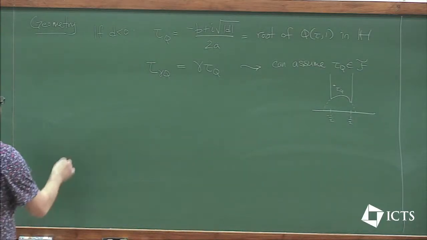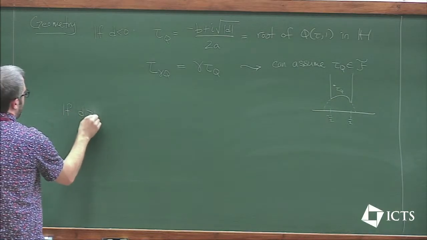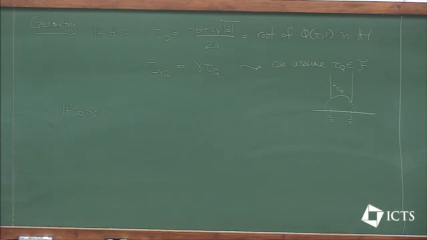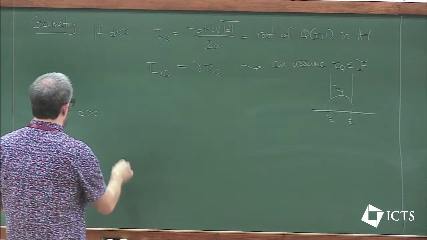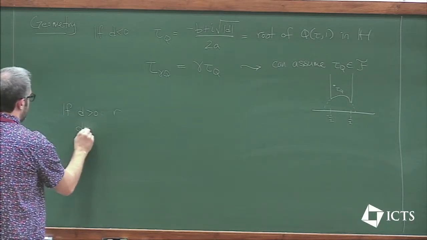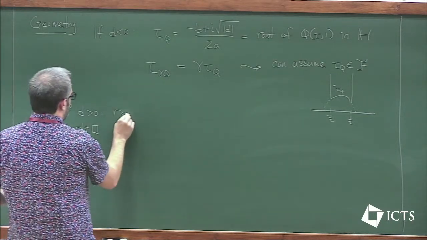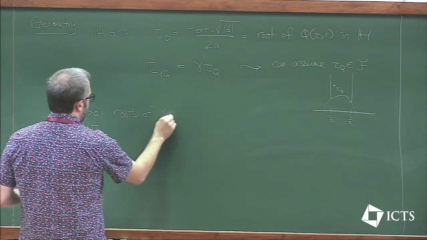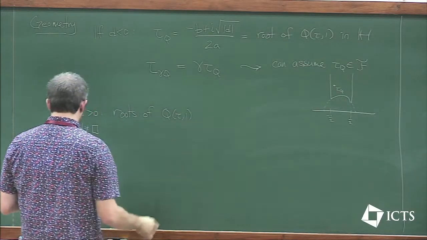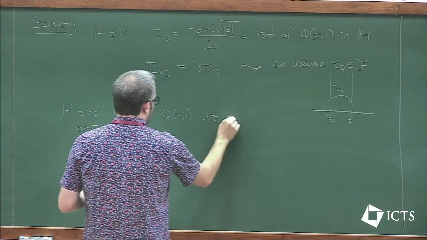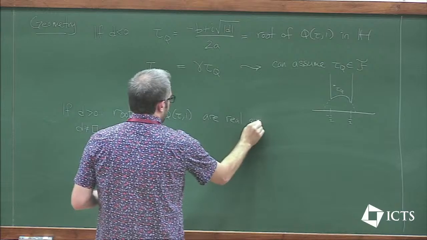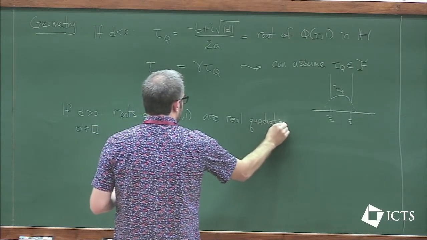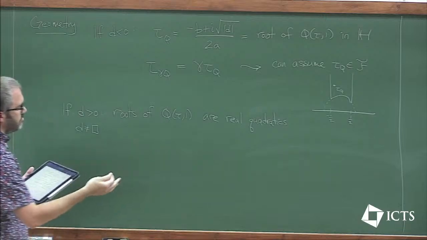Okay, so if D is positive, we'd like to do something similar, but there's nothing in the upper half plane that really naturally goes with tau q, or at least not a point in the upper half plane. So what we'll do is we'll still look at the roots. Oh, and I want to assume that D is not a square for now. So the roots of q tau 1 are real numbers. They're real quadratic numbers. So they sit on the real line. They don't sit in the upper half plane.